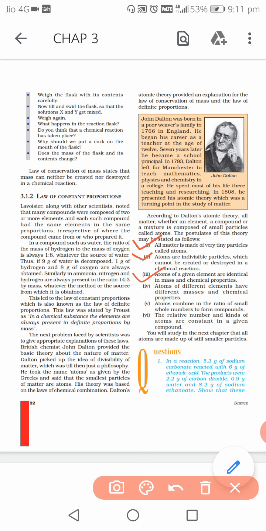Then postulate number 3, atoms of a given element are identical in mass and chemical properties. For a given element, suppose I say oxygen, all the atoms of oxygen will look the same, and their chemical properties and physical properties, everything will be the same. They are alike. They are the same in every way. So that is number 3.